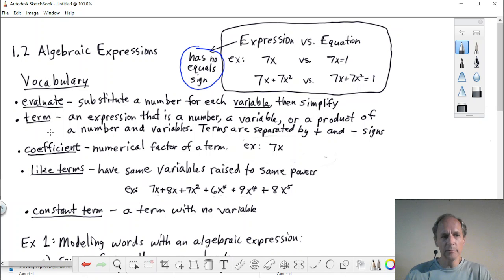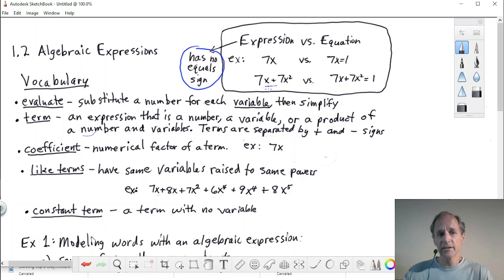Next is term. That's just an expression that is a number, a variable, or a product of a number and variables. Terms are separated by plus and minus signs. Looking at our example expression, 7x plus 7x squared, how many terms does it have? A term is a number, a variable, or a product of a number and variables, separated by plus and minus signs.